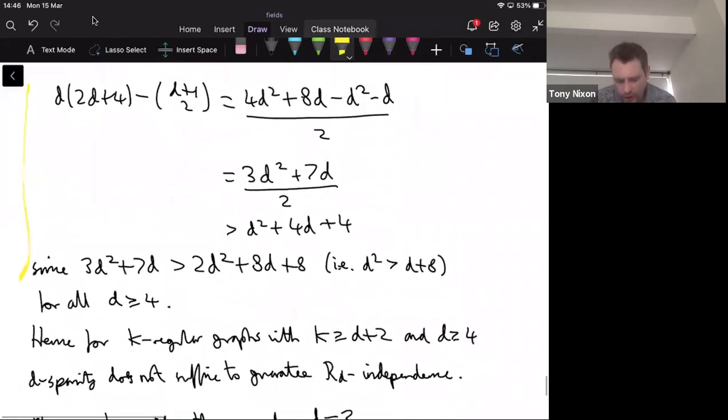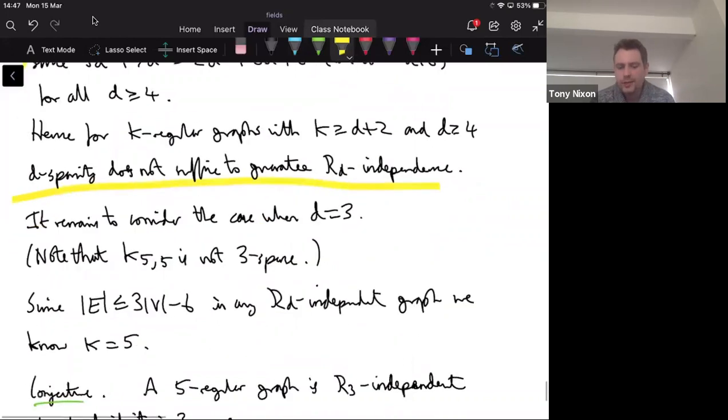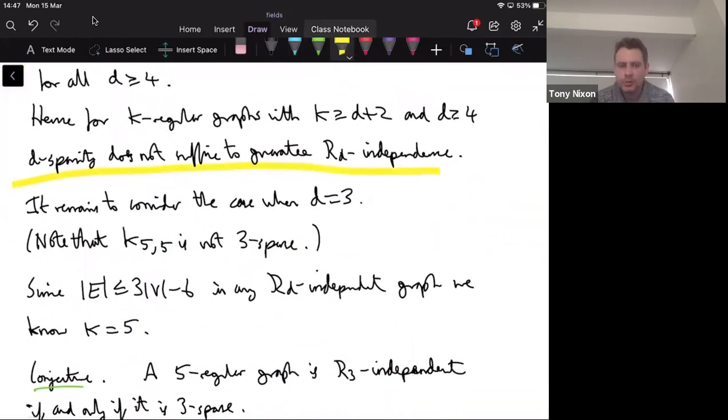And so I'm not going to worry too much about that, but the take home for this is that if the K regular graph has K at least D plus two, then D sparsity is not sufficient to guarantee D independence. So there's one case left. And again, I'm just flagging this up in case anyone wants to solve it. So the case is when D is free.